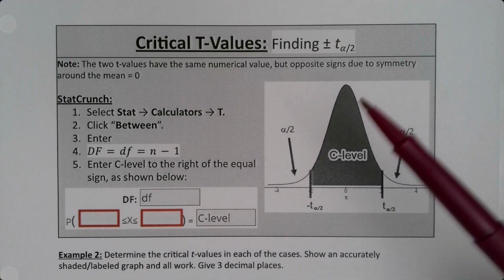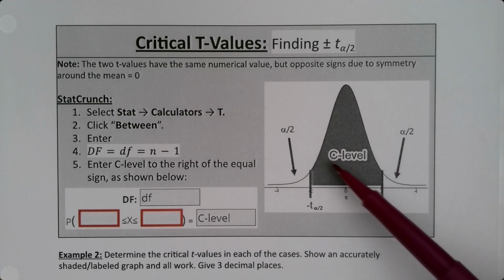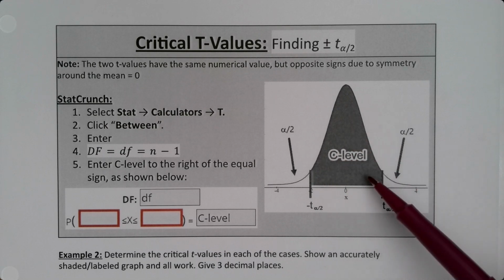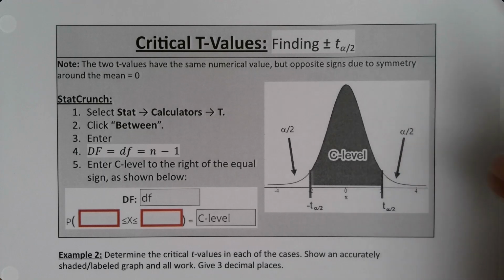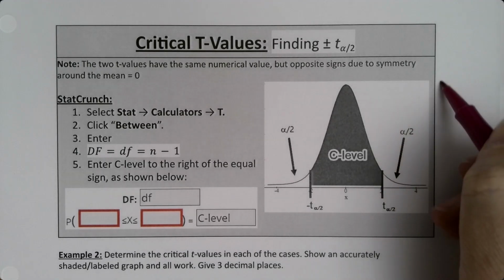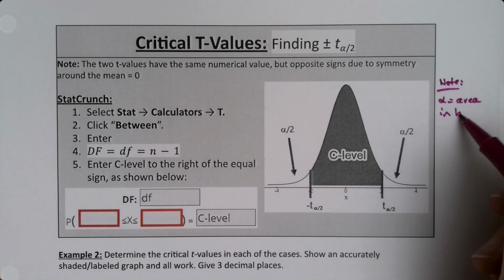Now, alpha over 2, we don't want to overthink this too much. Your confidence level is in the middle. That's the area in the center. And then the two tails are both alpha over 2, and together they make alpha. So let me just note over here: alpha is the area in both tails put together.